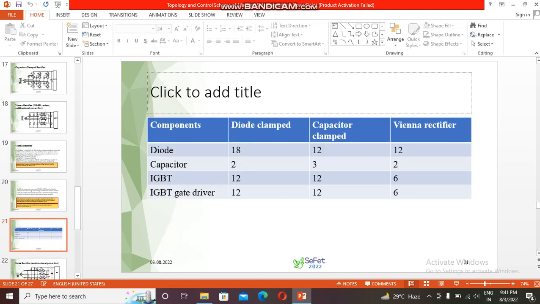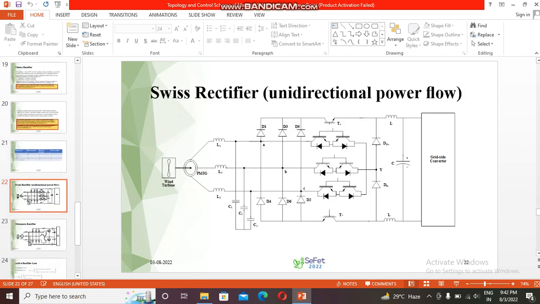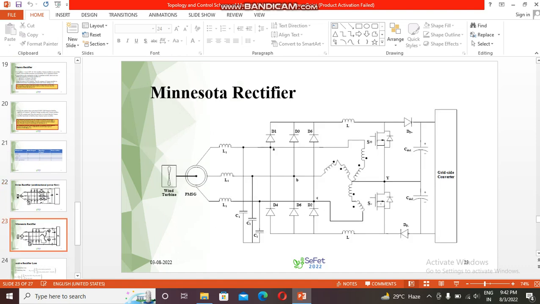If you compare the VNR rectifiers with the diode clamp and capacitor clamp, we can see a reduced number of diodes, reduced number of IGBTs, and reduced number of IGBT gate drivers in the VNR rectifier. Apart from the VNR rectifier, we have the Swiss rectifier, and we have the mini toaster rectifier where a zigzag transformer is used.